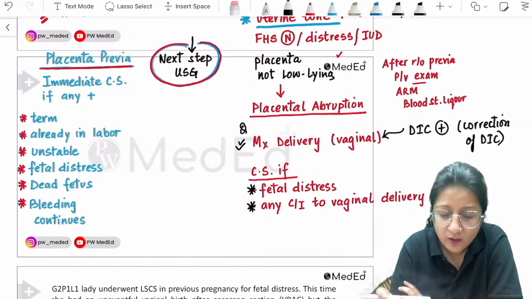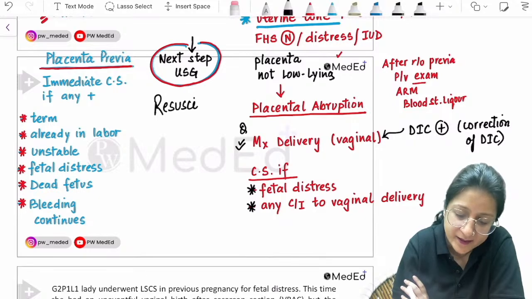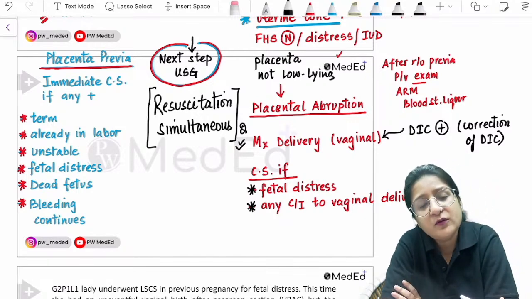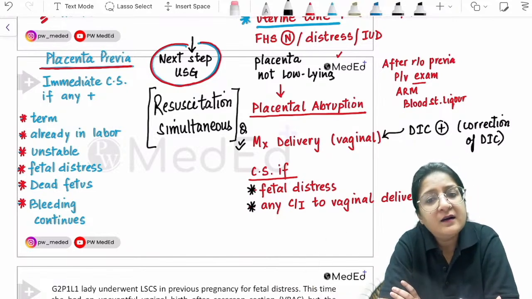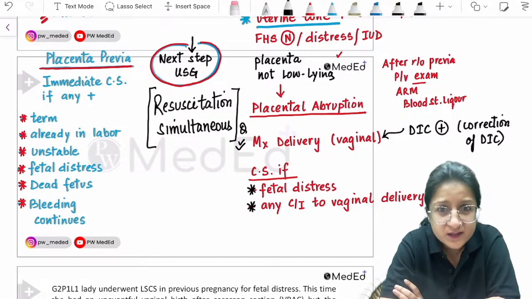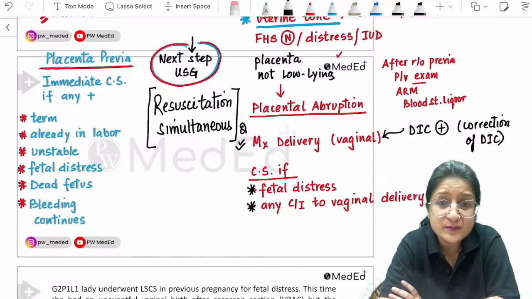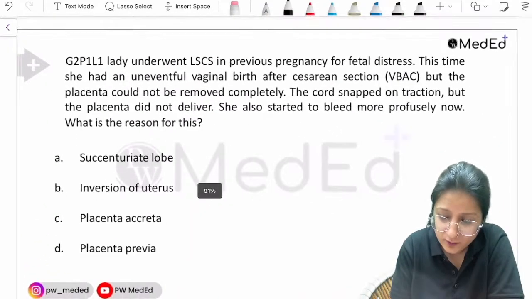So all in all, whatever be the management, don't forget resuscitation. Don't forget simultaneous resuscitation. Okay, that's a very, very important point to note. So in a bleeding patient, always focus on resuscitation. At the same time, management will depend on the situation at hand, whether it is placenta previa or whether it is placental abruption. So these are the important pointers regarding the clinical aspects of placenta previa and placental abruption that you should remember for your exams. Okay. Now let's have a look at the next question.